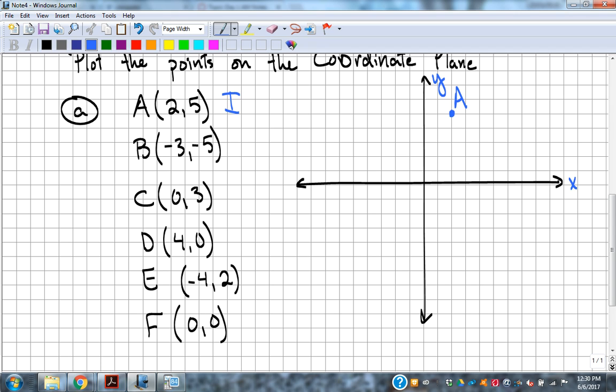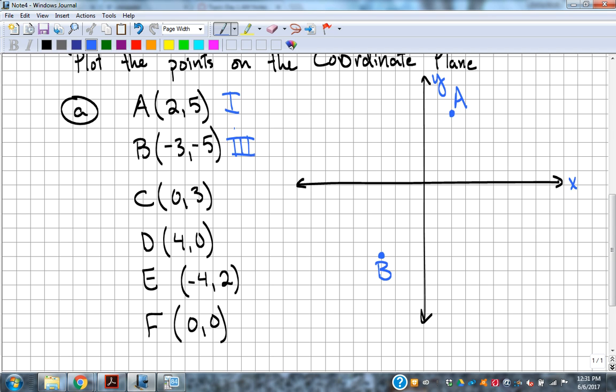Okay. And then point B is at -3, -5. So I'm going to go the X direction first, always left and right first. So it's a -3. So from the middle here, I'm going to go to the left 3 right there, and then I'm going to go -5. So that would be down 5. My point would be right there. That'd be point B. What quadrant is point B in? 3.